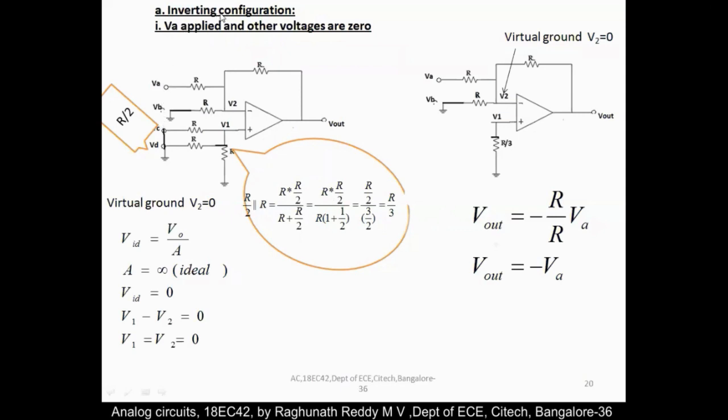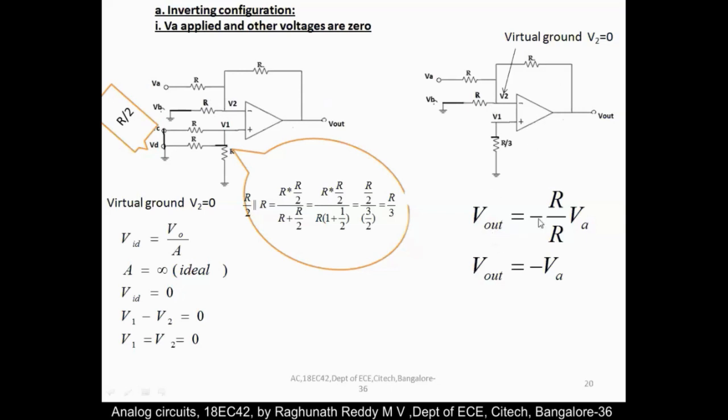Now VA is applied. In the inverting configuration, first case, VA is applied, VB is 0. VA is applied to the node V2 through the resistance R, and you know that V1 is physically grounded. It will make V2 become ground due to the virtual ground concept. So one end of this R is physically grounded, the other end is virtually grounded, so it doesn't make any sense, and it acts as an inverting configuration like this.